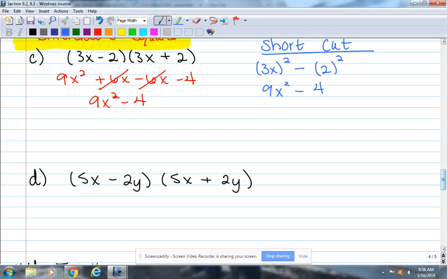I'm rolling my eyes. Not in this. That's in section 9.2. That's not 9.3. Yeah. In the 9.3 section, the worst thing you'll have to do is FOIL.